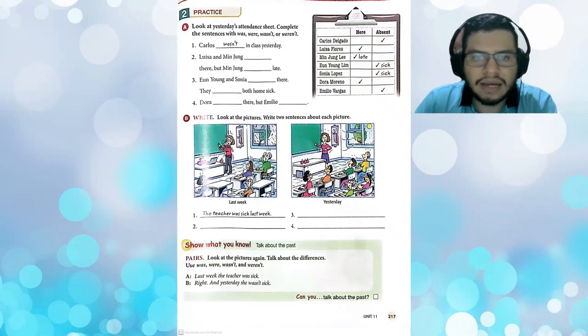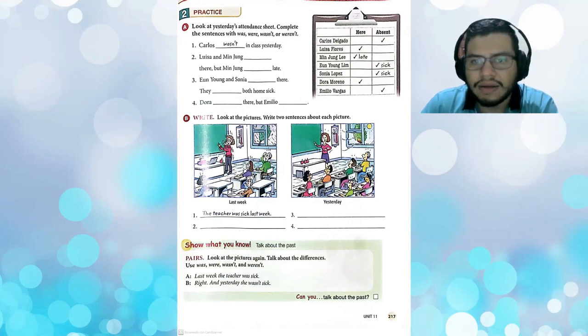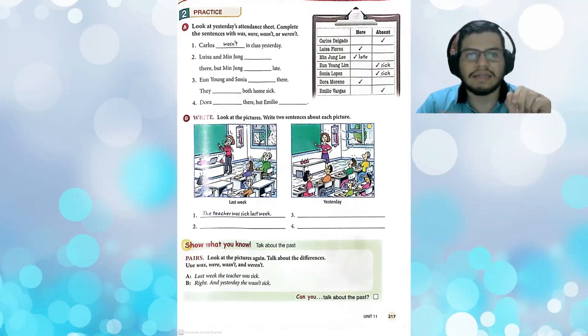Eun John and Sonia. Look at this. Eun John and Sonia. What's happening? Weren't there because ellos no asistieron. Weren't there. They were both homesick. Dora was there, but Emilio wasn't.